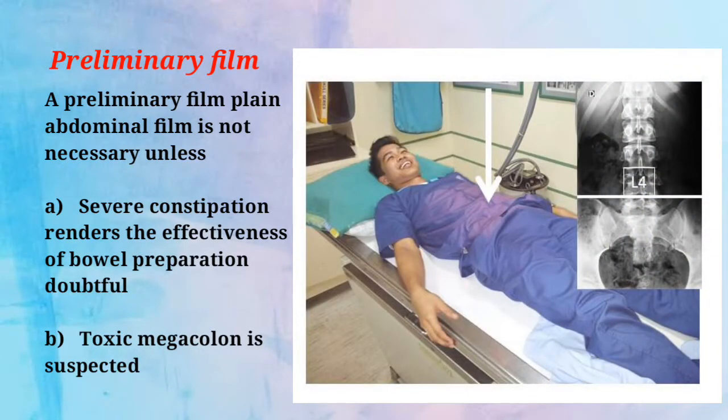Preliminary film. A preliminary plain abdominal film is not necessary unless severe constipation renders the effectiveness of bowel preparation doubtful, or toxic megacolon is suspected.